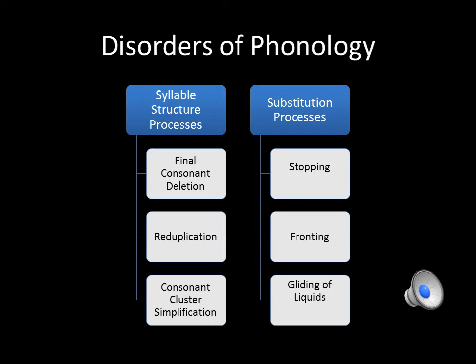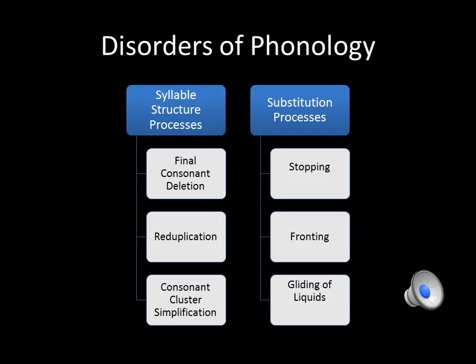Some of these processes are typical and some are atypical. It's the SLP's job to figure out what's normal and what's not. When a child is using multiple phonological processes, speech intelligibility is greatly reduced. So remember, when a child has multiple speech sound errors, they typically are going to have a phonological disorder. When they only have a few, like one or two, it's usually a disorder of articulation.